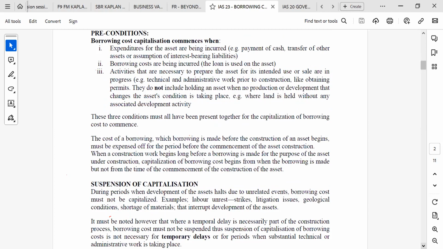When a construction work begins long before a borrowing is made for the purpose of the asset under construction, capitalization of borrowing costs begins from when the borrowing is made, but not from the time of the commencement of the construction of the asset. I have also used an example for that particular one. Okay, so if we start the capitalization of the borrowing cost, the criteria are being met.